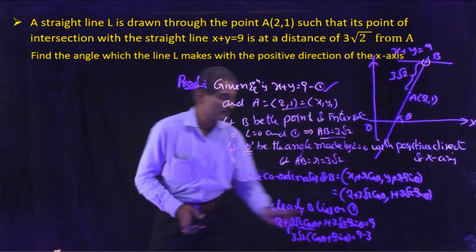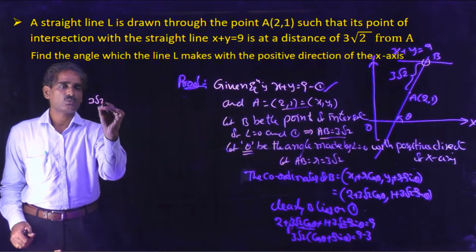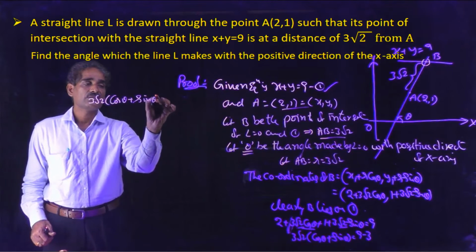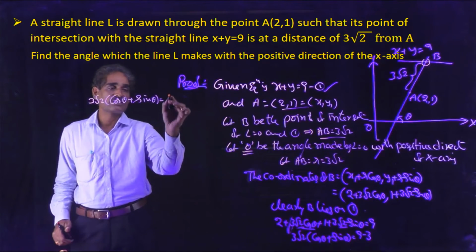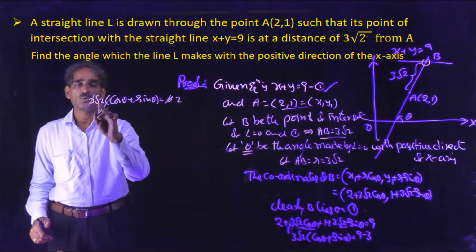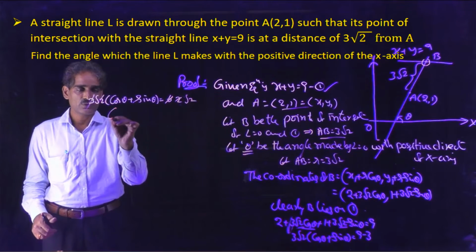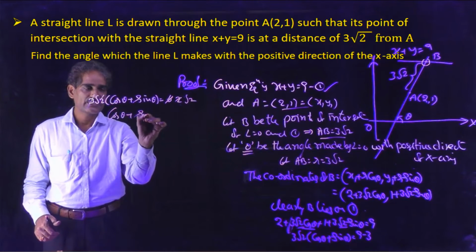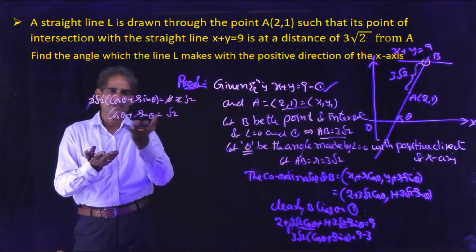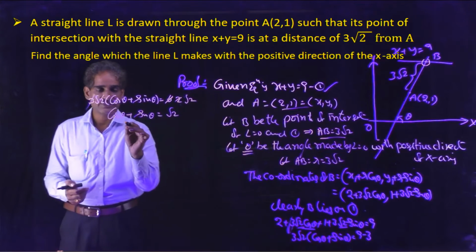Understand? So now observe that 9 minus 3 is 6. Therefore 3 root 2 into (cos theta plus sin theta) is equal to 6. So 3 cancels, and 2 is 2 into root 2, so that also cancels, leaving root 2. Therefore cos theta plus sin theta is equal to root 2. Clearly cos plus sin equal to root 2 is possible only with 1 by root 2 plus 1 by root 2, so theta is equal to pi by 4. Otherwise, squaring on both sides.